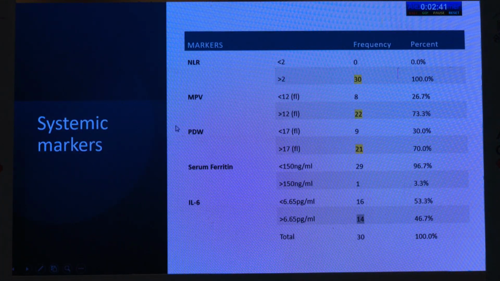The systemic markers were as follows. Neutrophil to lymphocyte ratio, which is a known systemic inflammatory marker, was increased in 30 out of 30 patients. Mean platelet volume and platelet distribution width had similar results, with an increase in 22 and 21 patients. Serum ferritin and interleukin-6, interestingly, did not show an increase in the majority of patients. However, IL-6 was significantly increased in 14 out of 30 patients.